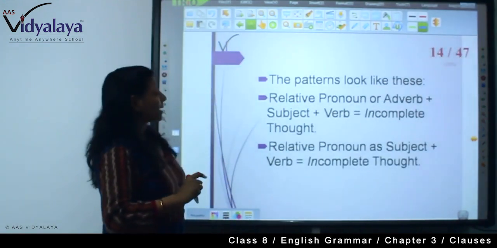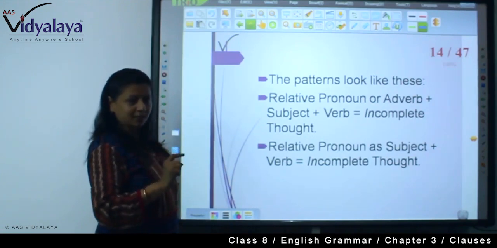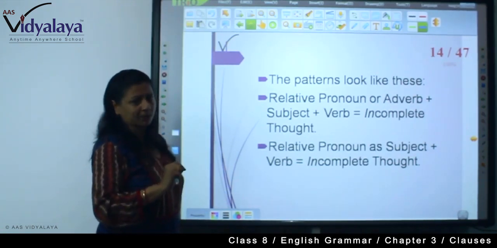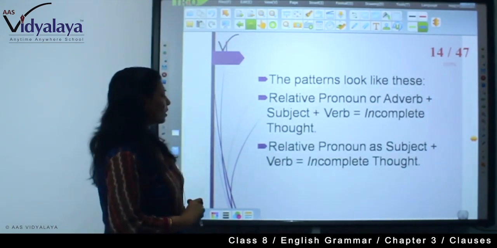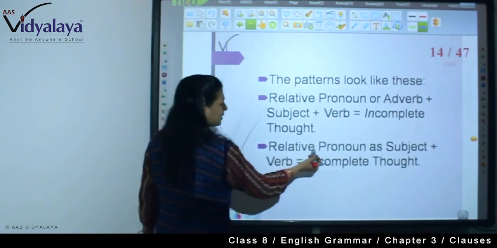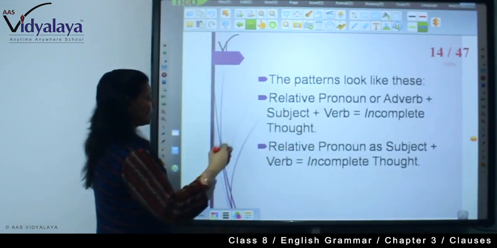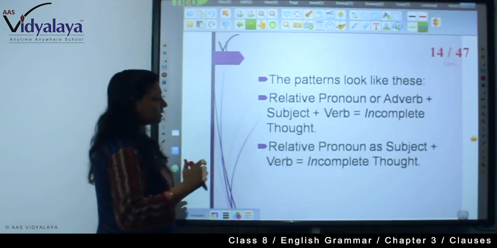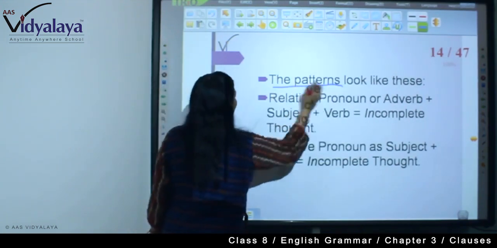Now, the patterns look like this. The first pattern is relative pronoun or adverb plus subject plus verb, and it gives an incomplete thought because this is a dependent clause. The second pattern is relative pronoun as subject and verb, and it gives us an incomplete thought.